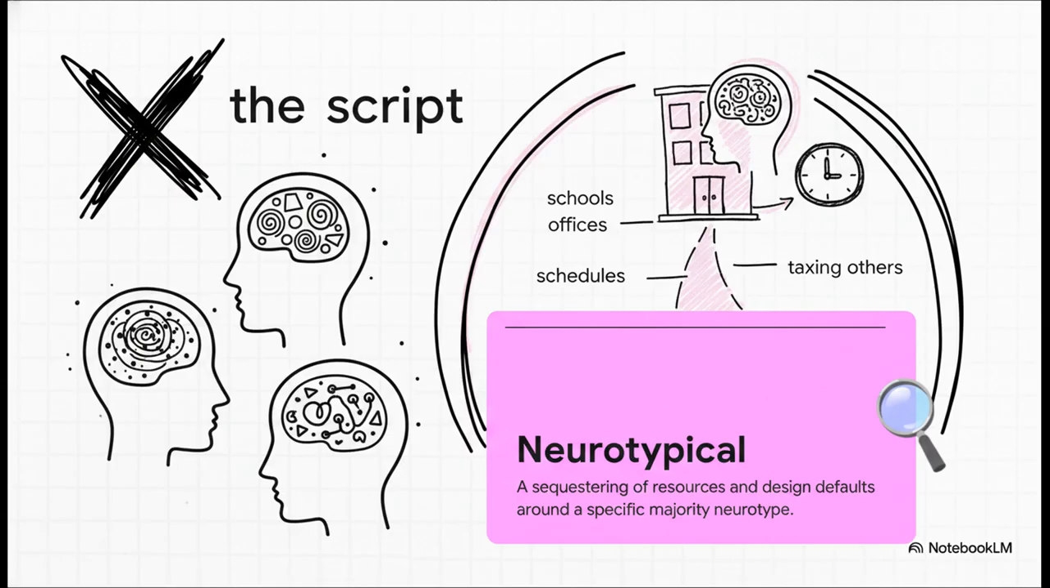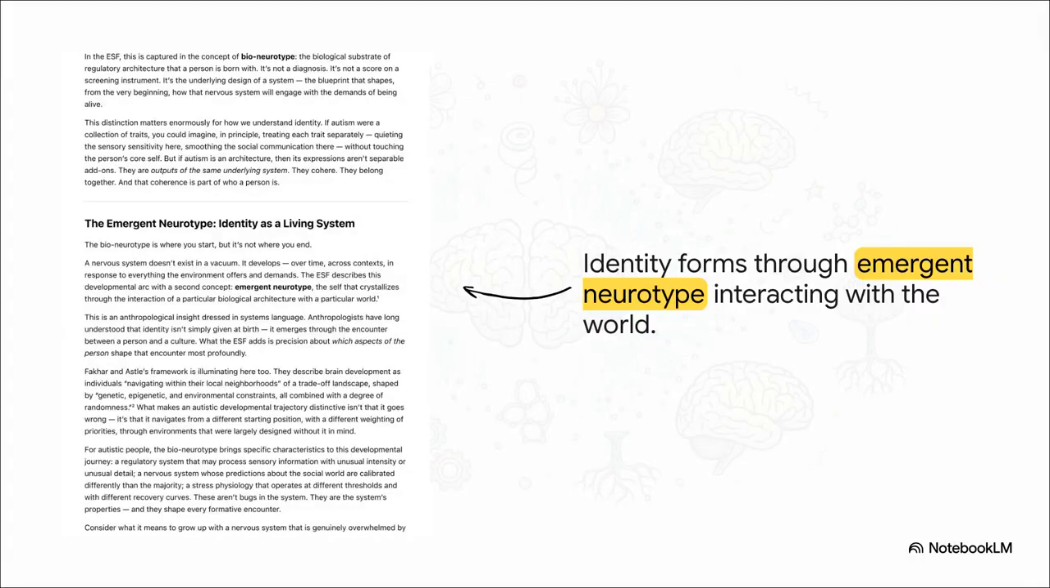Think about our schools, our offices, our 9-to-5 schedules. They actively select for one specific architecture while heavily taxing others. Honestly, think about your own office or classroom. Who is it really built for? Now, what is truly fascinating here is how identity actually forms, because a nervous system doesn't just exist in a vacuum. The bio-neurotype you're born with bumps up against the world, and what crystallizes from that ongoing encounter is your emergent neurotype, basically your identity.